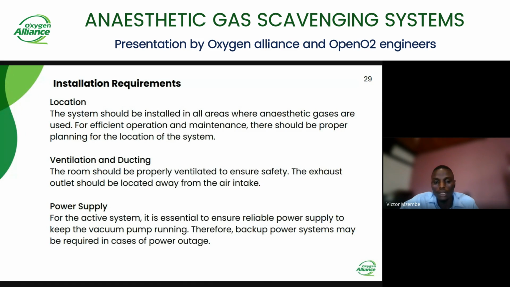And for the active system, as pointed out, it might use a fan or a pump. For a system that uses a fan, you have to use a pipe of larger diameter because it provides a low vacuum as compared to a system that uses a pump as the source of vacuum. Generally, pipe sizes range from 19 millimeters to 30 millimeters. Another thing to consider is the power supply, especially for the active system which uses a pump. It is essential to ensure a reliable power supply to keep the vacuum pump running. It is recommended that you have a power backup system in case there is a power outage.